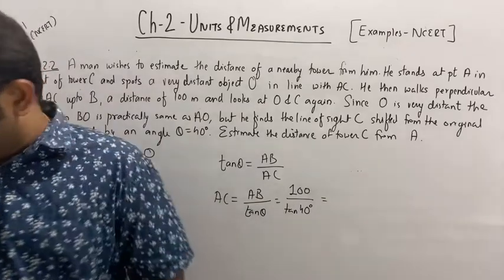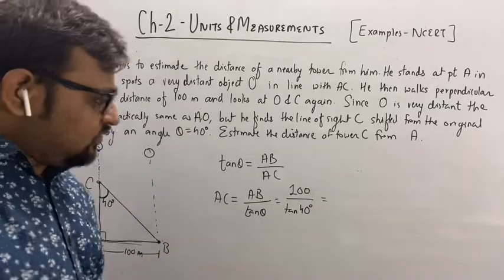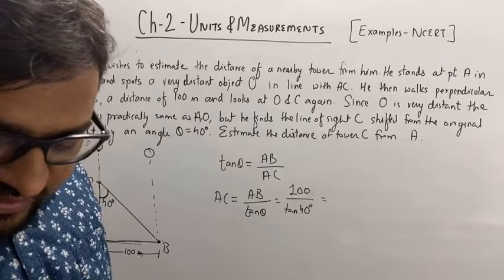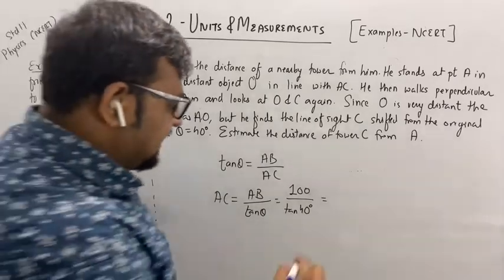Clear? So now let's calculate it. What is the value of tan 40? The value of tan 40 will be 0.8391.